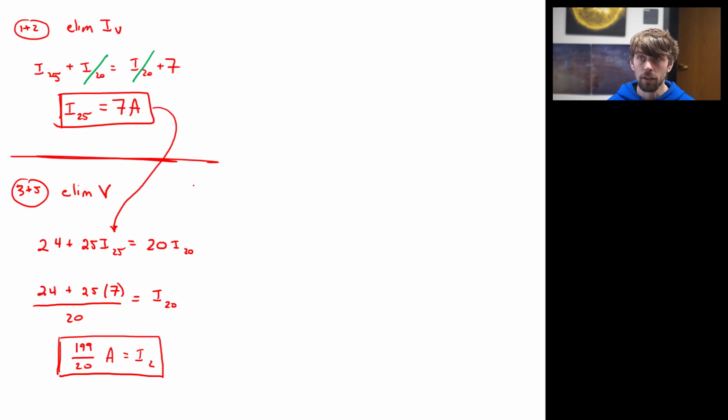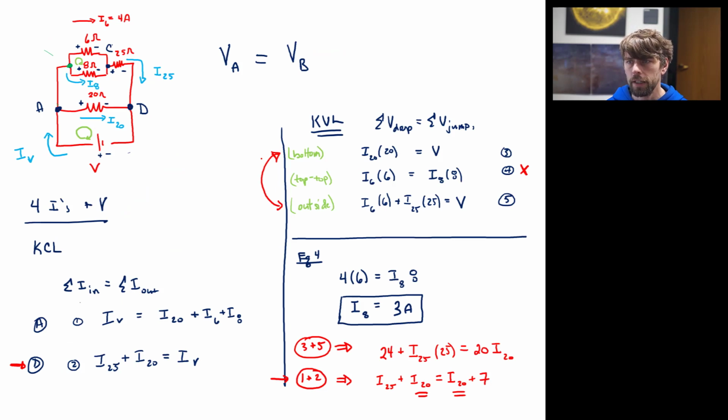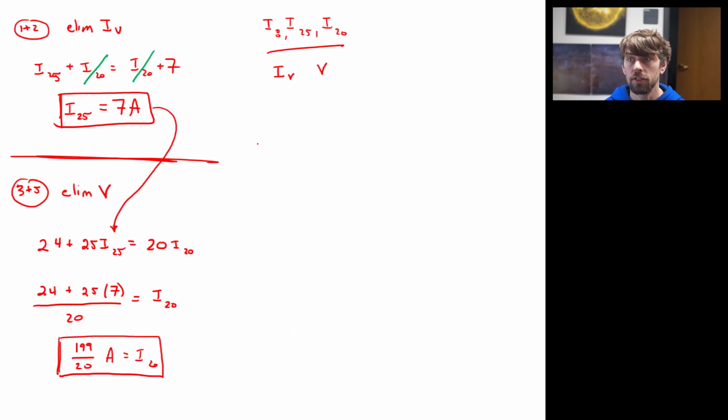Well, let's go back and look. Of our unknowns, we have now solved for I8, I25, and I20. What's left to solve for is the current going from the battery and the potential of the battery. Now that I know I20, I6, and I8, I should be able to find the current coming from the battery. It's just the sum of those three together.